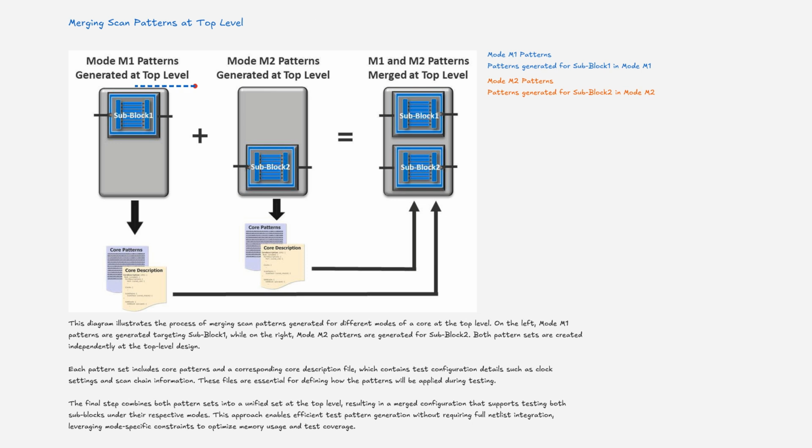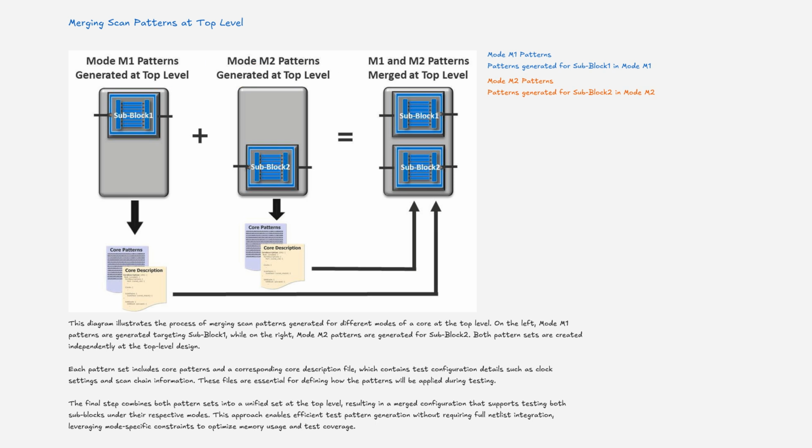This diagram illustrates the process of merging scan patterns generated for different modes of a core at the top level. On the left, Mode 1 patterns are generated targeting sub-block 1, while on the right, Mode 2 patterns are generated for sub-block 2. Both pattern sets are created independently at the top-level design. Each pattern set includes core patterns and a corresponding core description file, which contains test configuration details such as clock settings and scan chain information. These files are essential for defining how the patterns will be applied during testing.